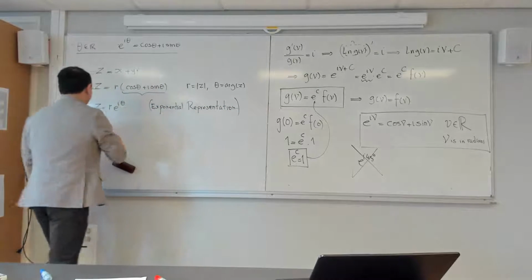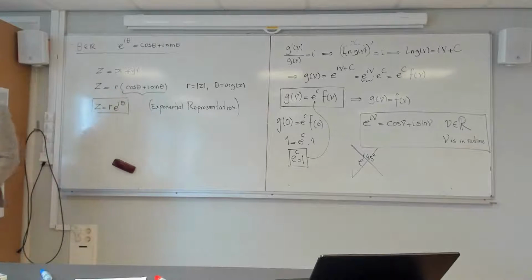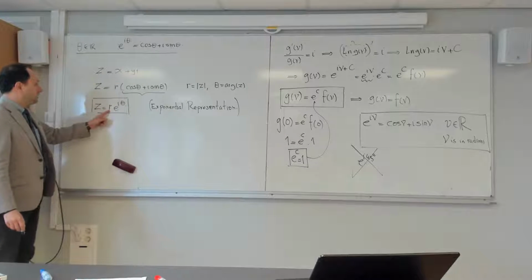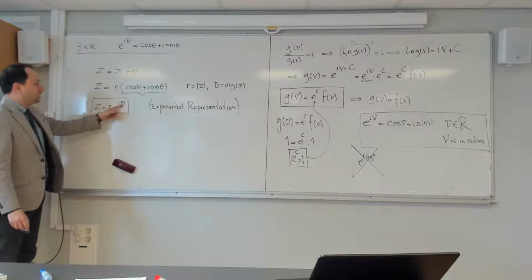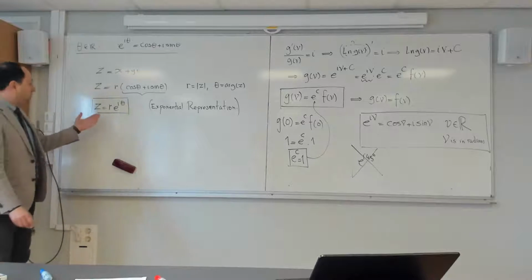That's crucial. So it's very nice and very compact. If I ask you to write a complex number using exponential representation, you still need the absolute value, and you also need the argument, but you can write it more compactly like that. What is the benefit of that?